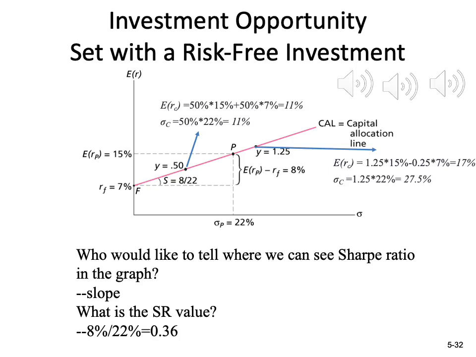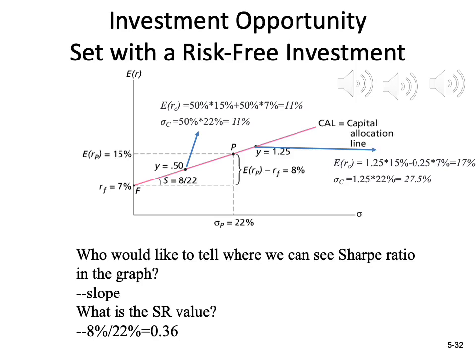Then how much money do you put in the risk-free asset? That is 1 minus 1.25, negative 0.25. What does that mean? When the ratio is negative, it means instead of investing your money in that asset, you are borrowing against that asset. In this particular case, you borrow 25% of the portfolio from the risk-free asset. Using the borrowed money, you put 125% of the money in the risky portfolio.